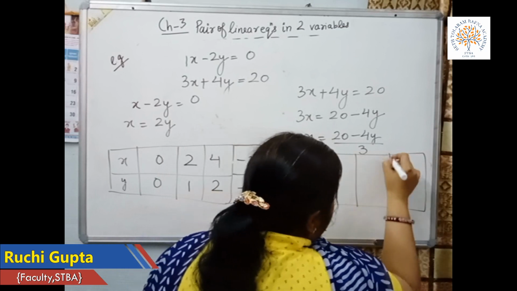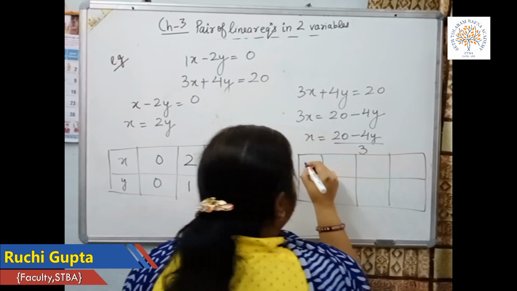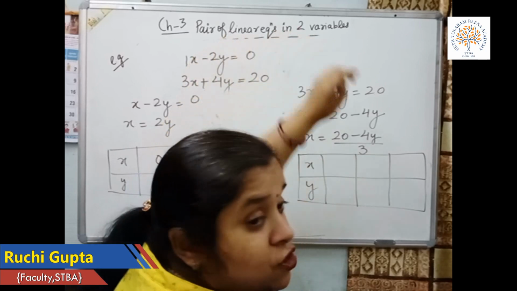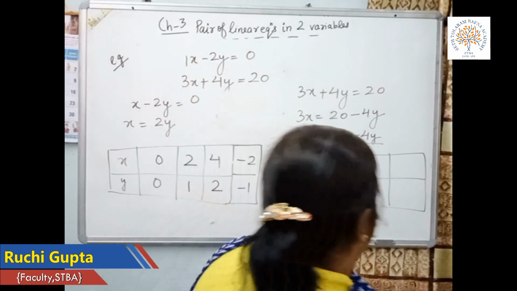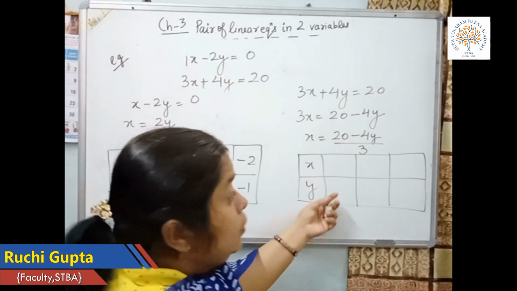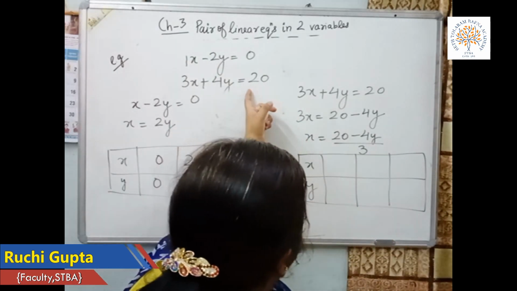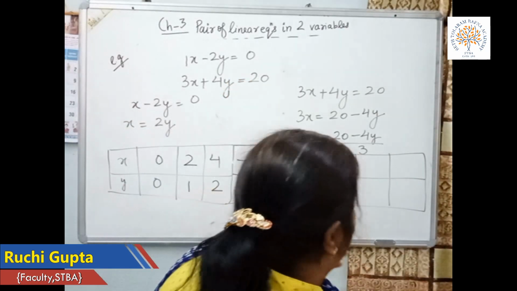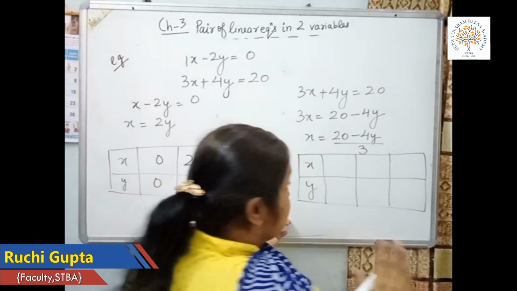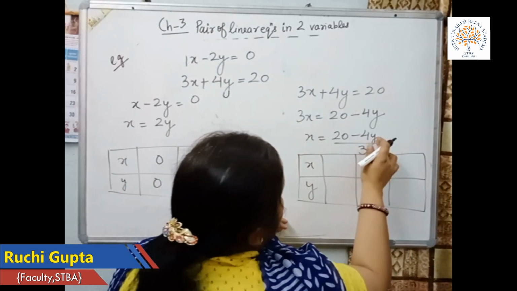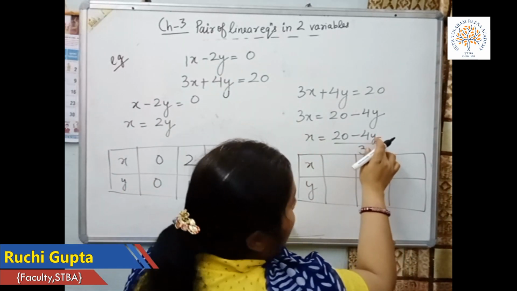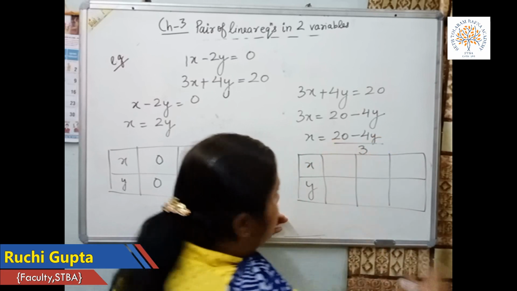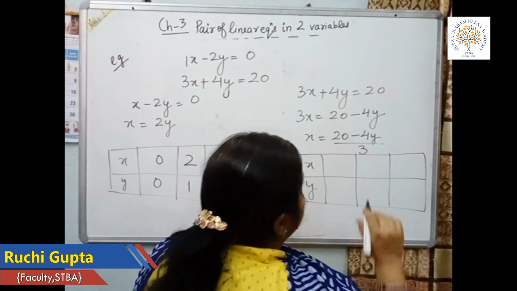One thing very important, students, you have to keep in your mind is that the graph of a linear equation is always a straight line. No curve is there. If your graph is not a straight line, it means you are wrong. You have calculated some points incorrectly. Suppose in this, if I put the value of y as 0, then it is 20 upon 3, the answer of which is a fraction. So avoid that one.